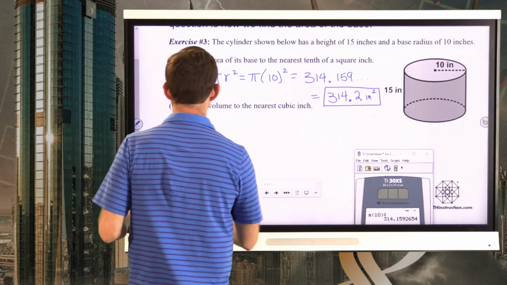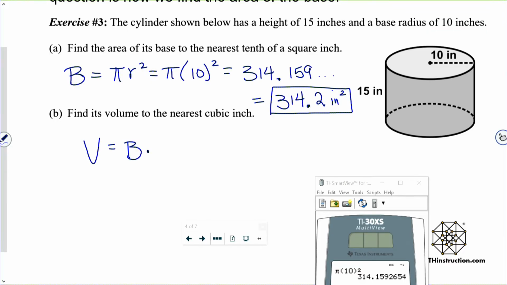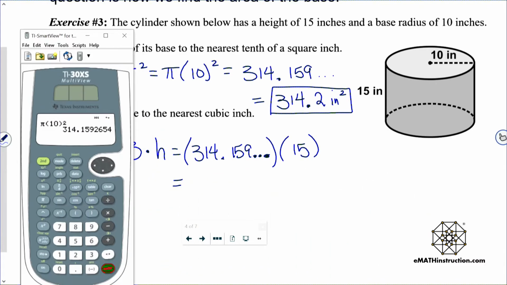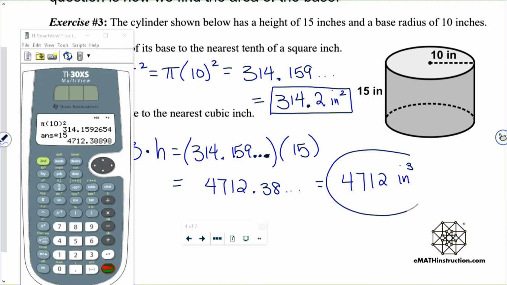All right, well, again, the volume is simply going to be the base area times the height. That's going to be 314.159, etc. Again, always better to use the non-rounded version than the rounded version. The rounded version can introduce errors into your answer that you don't want. Luckily for me, my area is the last thing on my screen, so all I have to do is times 15, and that will take my previous answer and multiply it by 15. That's 4,712.38, etc. And to the nearest cubic inch, 4,712 cubic inches.